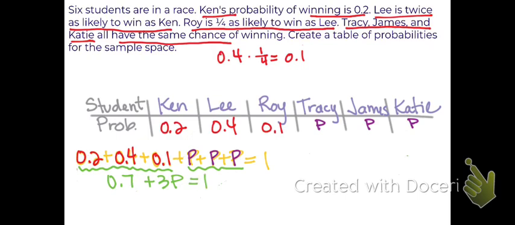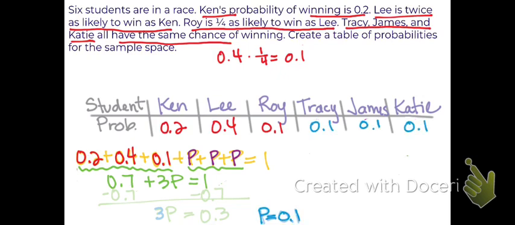Now, to solve for p, it's being multiplied by 3. We're adding 0.7. You always undo what's added or subtracted first. So I'm going to subtract that 0.7, and I end up with 3p equals 0.3. And what's the last step? Undo that multiplying by 3 by dividing both sides by 3, and we end up with p equals 0.1. And you can always test it out. If you add 0.2, 0.4, 0.1, 0.1, 0.1, and 0.1, you indeed do get 1.